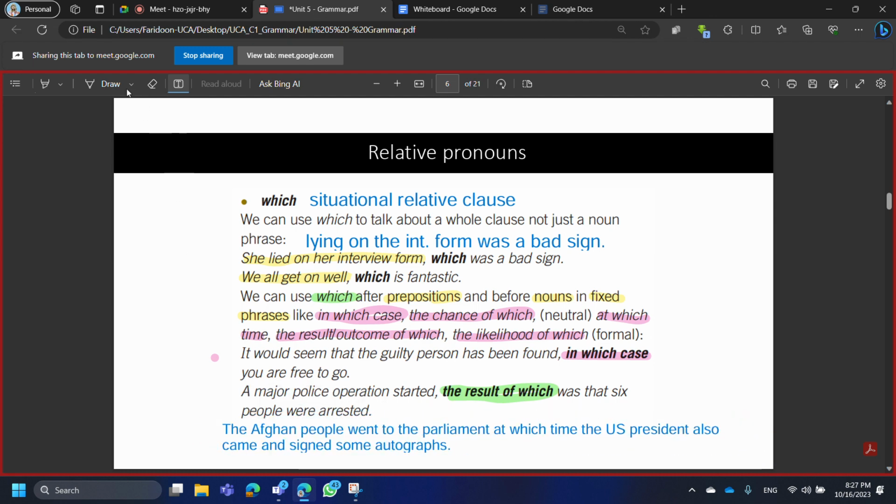These kinds of sentences, you can make many more once you know how to use these ones and what meanings they actually have in their core, in their essence. So try to memorize these fixed phrases with which, and also try to learn how to use situational relative clauses, once again using which. Let me just remove this and slowly continue.